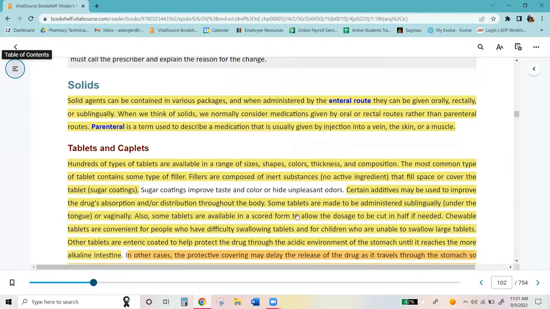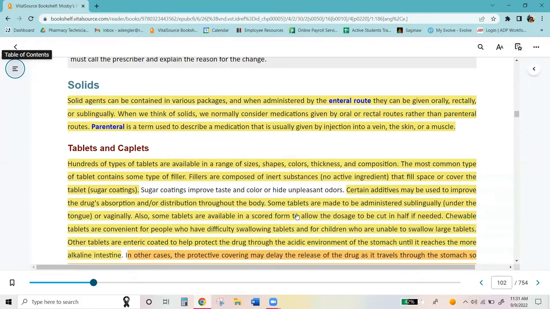Solid agents can be contained in various packages, and when administered by the enteral route, they can be given orally, rectally, or sublingually. When we think of solids, we normally consider medications given by oral or rectal routes rather than parenteral routes. Parenteral is a term used to describe a medication that is usually given by injection into the vein, the skin, or a muscle.